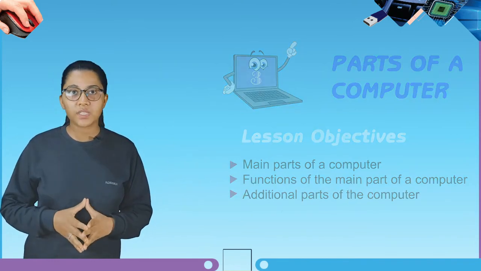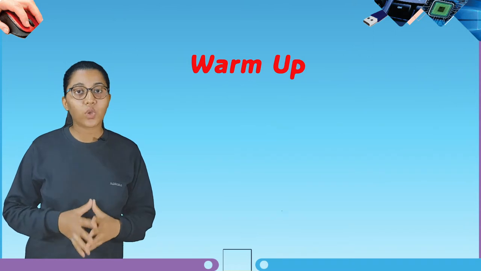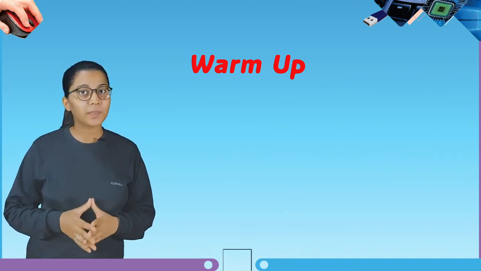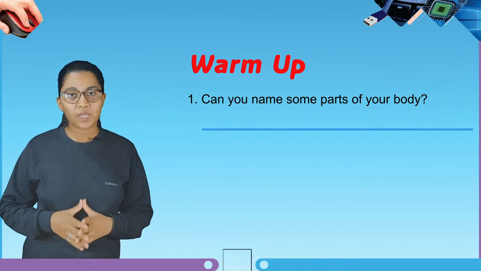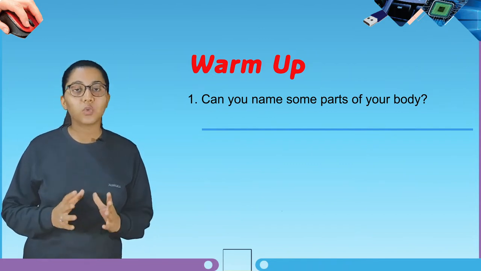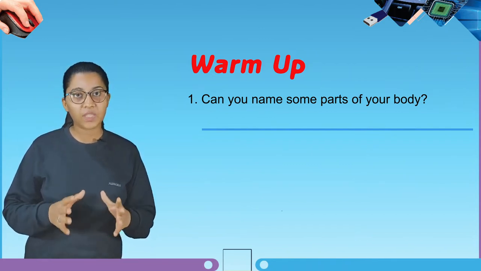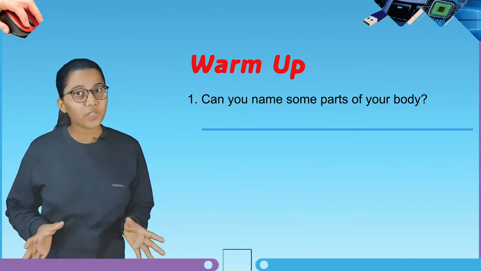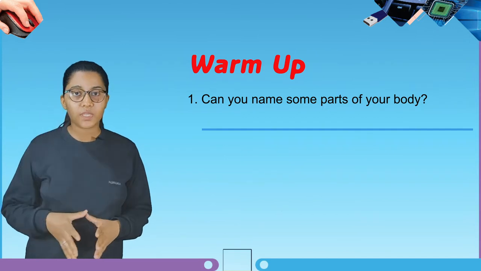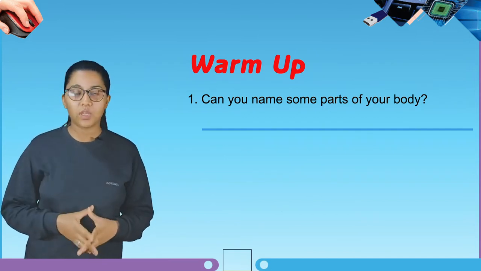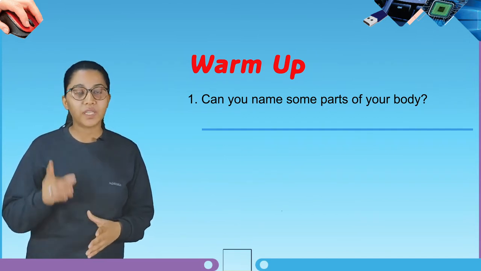So now students, we have some warm-up questions. You have to write the answer to each question in the blank. Our first question is, can you name some parts of your body? So students, you have to write your body parts' names in the blank. What are our body parts? Nose, eyes, ears. Students, these all are our body parts. You have to write the names of them in the blank.